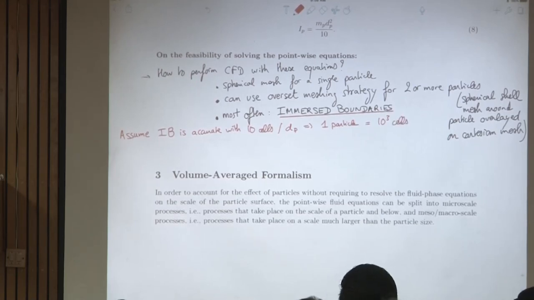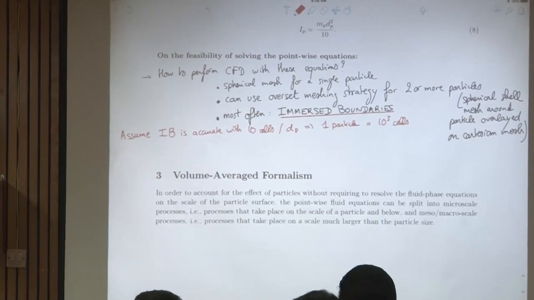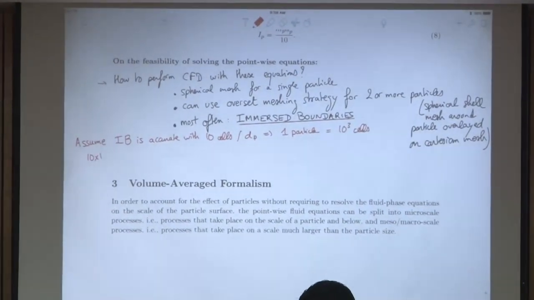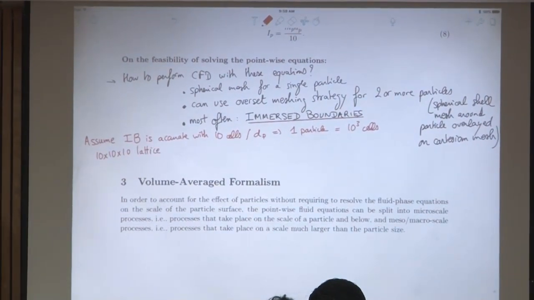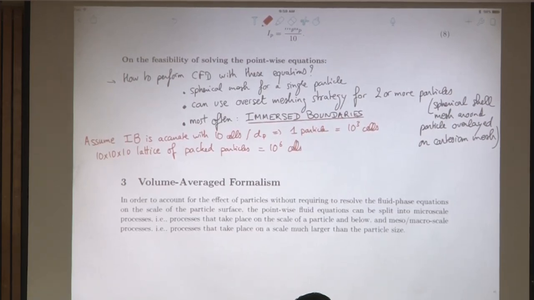already 1,000 cells. Now, that already means that if I want to deal with a simple 10 particles by 10 particles by 10 particles array, just lined up in a face-centered arrangement, a very simple cubic lattice, then I already have a million cells to deal with just for this little clump of particles. So what that means is, yes, we could probably simulate that.